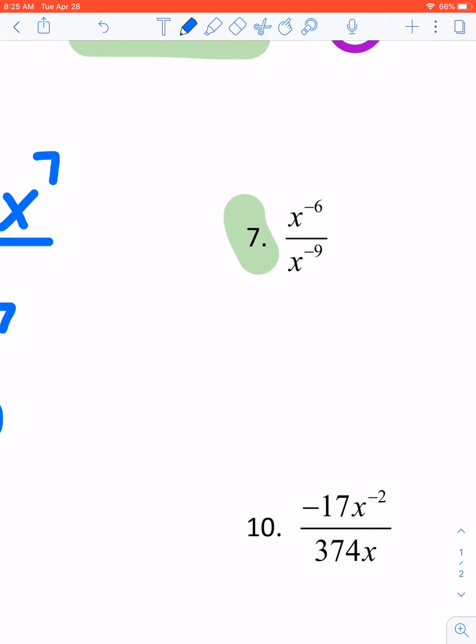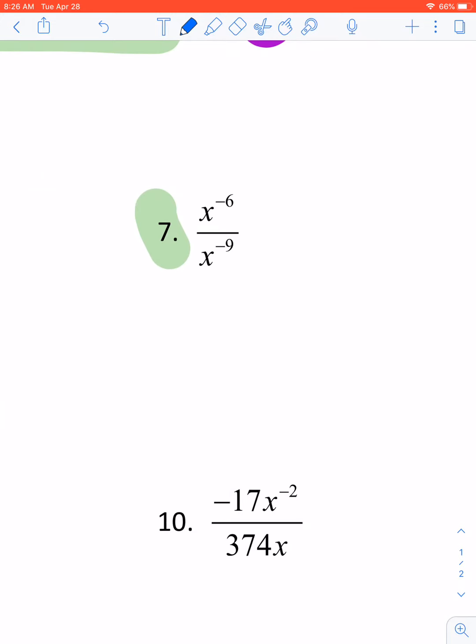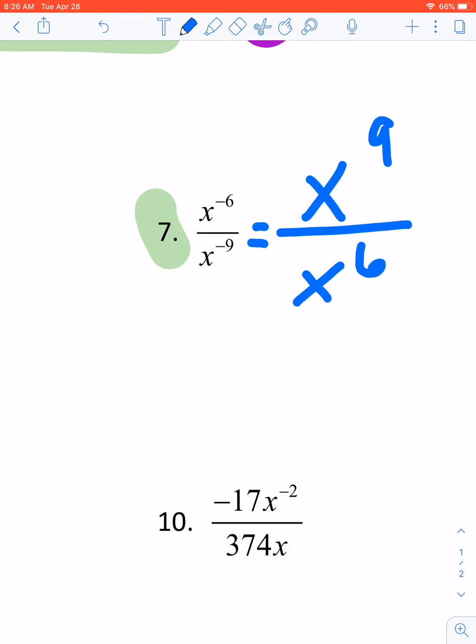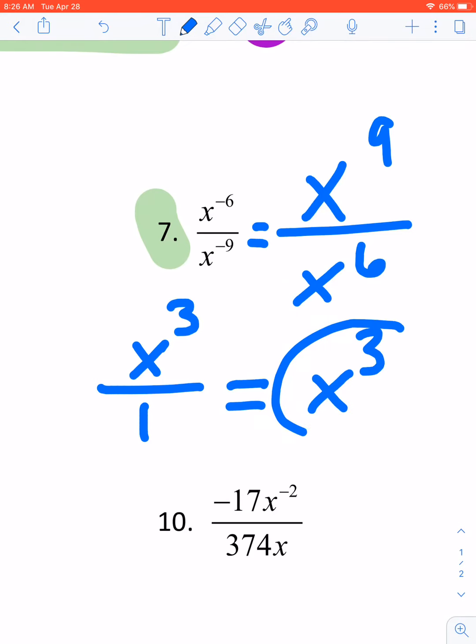So let's do one more. Number 7 is a little more difficult. Why? Because now there's 2 negatives. Well, x to the negative 6 is in the numerator. I have to get rid of the negative, so I'm going to move it to the denominator. It's positive, we're good. Now I have x to the negative 9 in the denominator, so I need to move it to the numerator. Now it's positive, it's good. Now I go back and do the quotient property. So I have 9 x's on top and 6 on bottom. Where do I have more x's? Well, I have 3 more on top. I can put my placeholder of a 1 there because there's nothing on bottom, or I can write it as x to the 3rd.